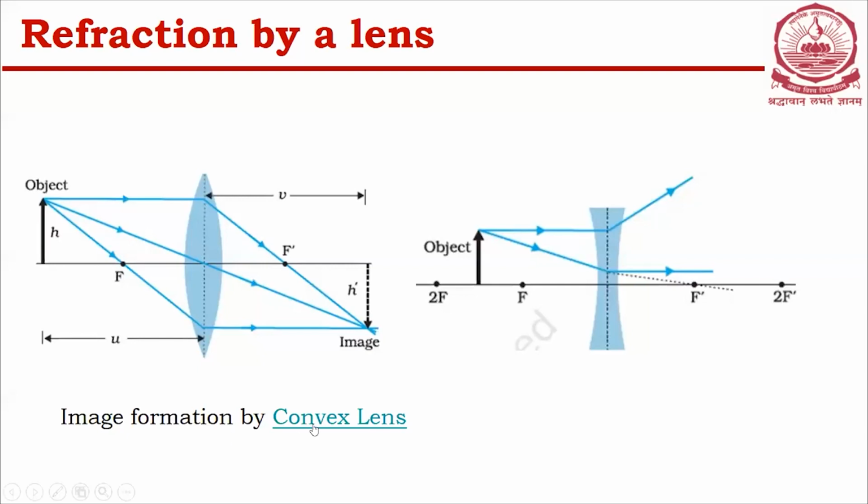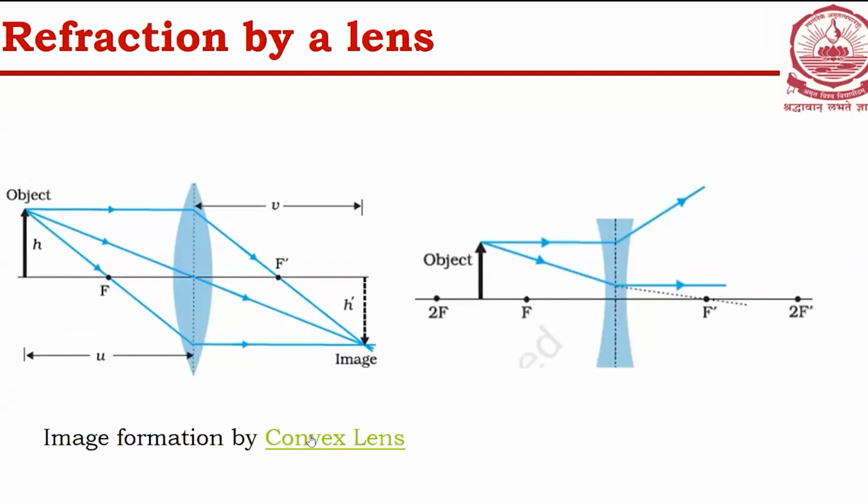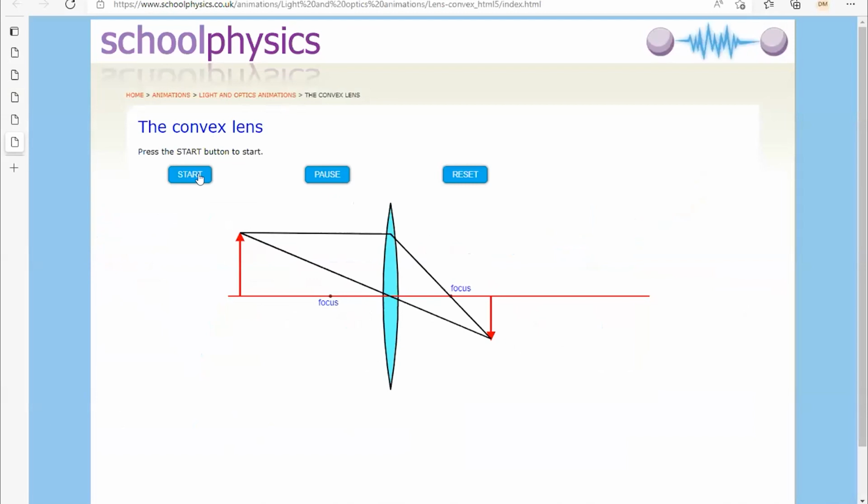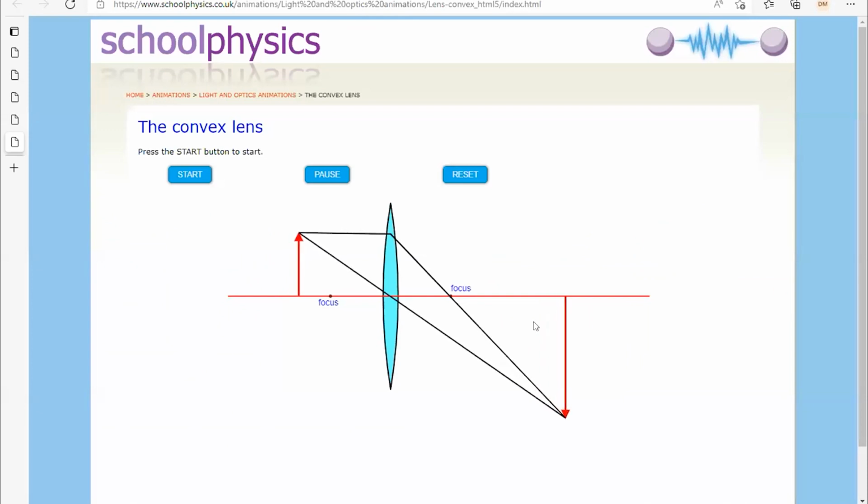At this point, I would like to show one animation. I will just share that animation, just 1 minute. You can see here, when you vary the object point, this is the focal point, how the image varies and how the size of the image varies. You can understand it depending on your requirement, whether you want an enlarged image or not. You can just move your object.